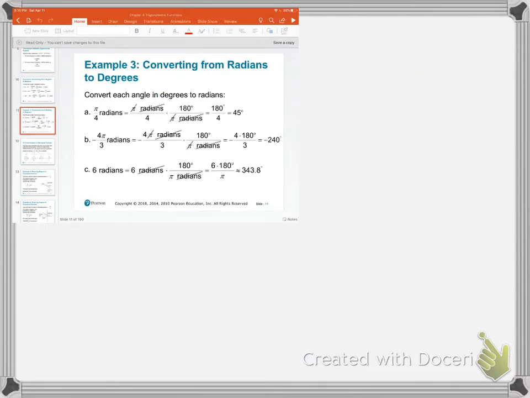Now the backward. If we want to change radian measures to degree measures, okay? Yeah, we want to change radians to degrees. So there's a typo here in the slides, right? In the slides, you are given radian measure, we want degree measure. Okay, degree measure. So first question, pi over 4. That's a radian measure. We want degree measure, so degree on top. Pi on the bottom.